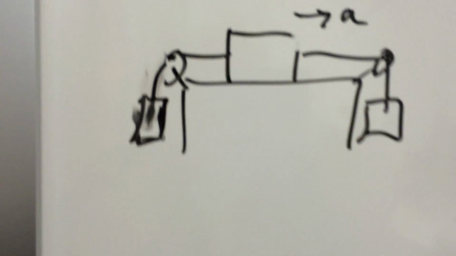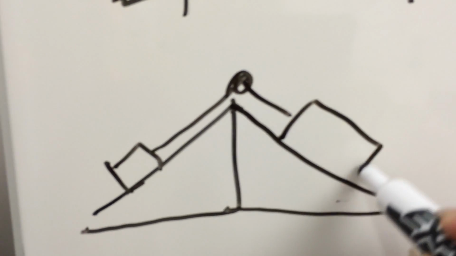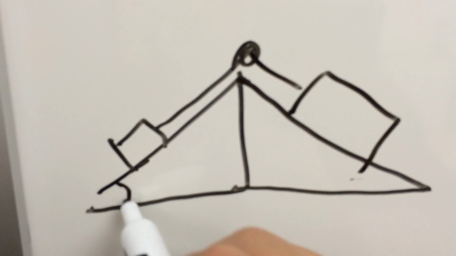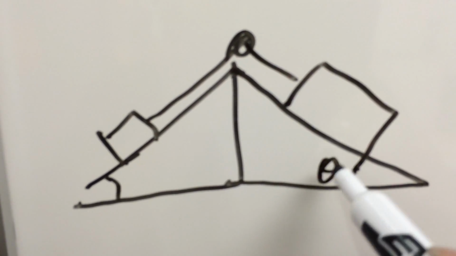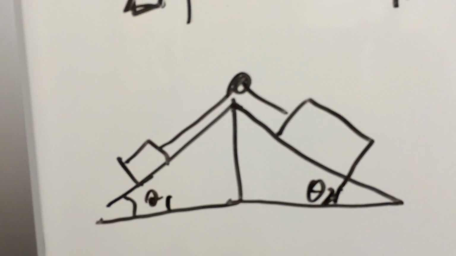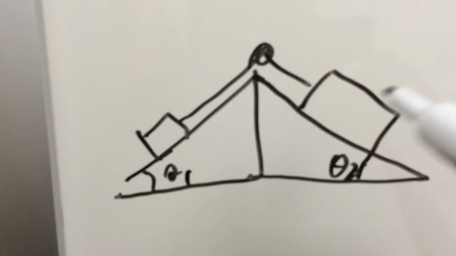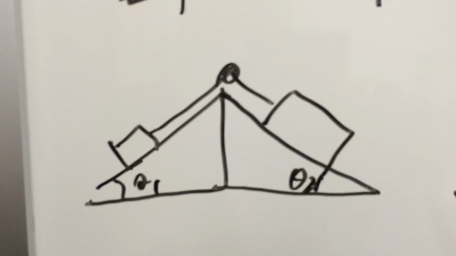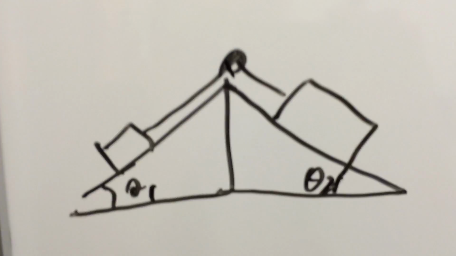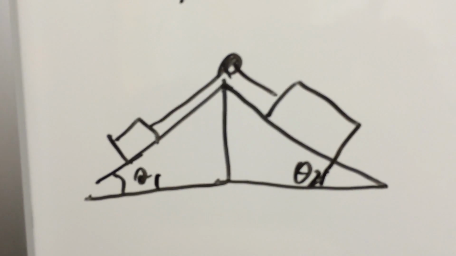Another example would be something like this, where you have an incline, a mass, a pulley, and then another incline over here with a different mass. These angles don't necessarily have to be the same. They could be different values: this could be theta 2, this could be theta 1. You can solve this. It's just a matter of working through the free body diagram for this one and the free body diagram for this one, assuming the pulley in the middle is massless and frictionless, and assuming that these surfaces are frictionless as well.